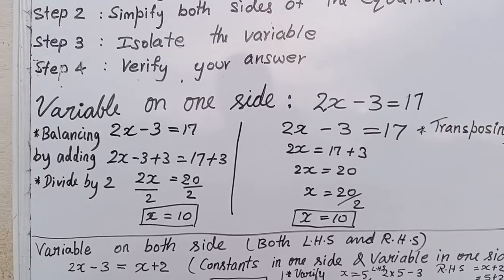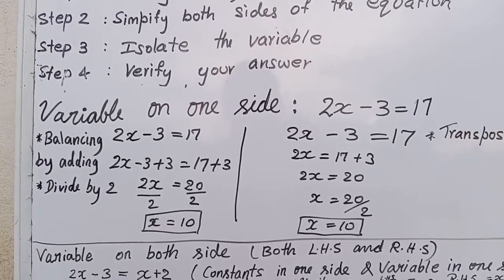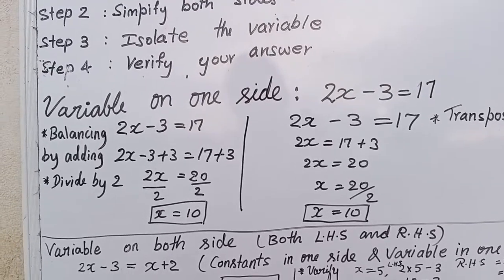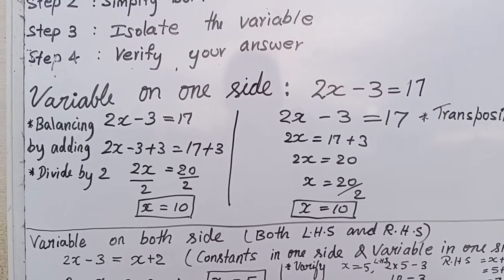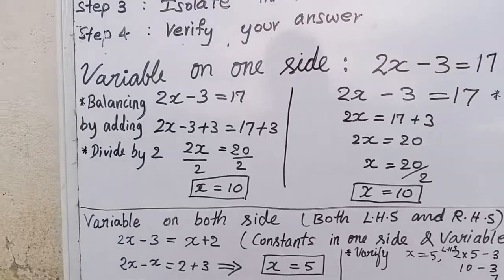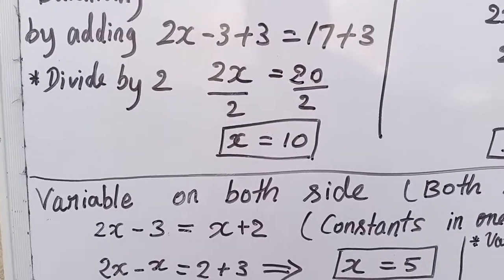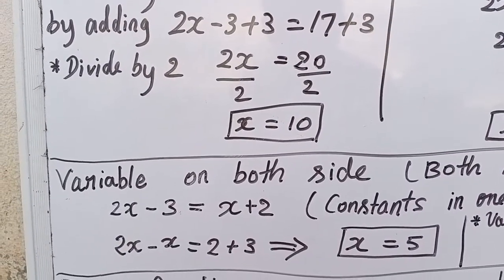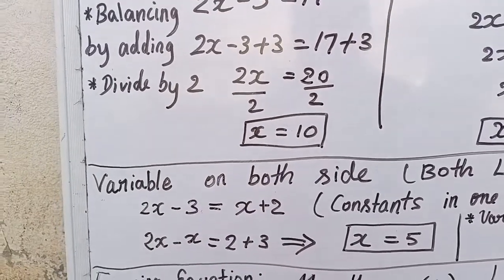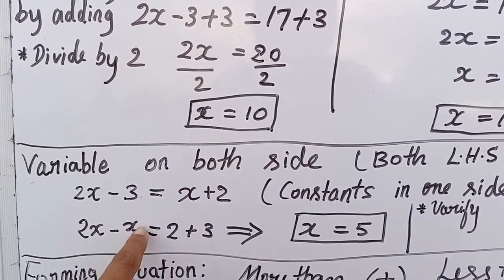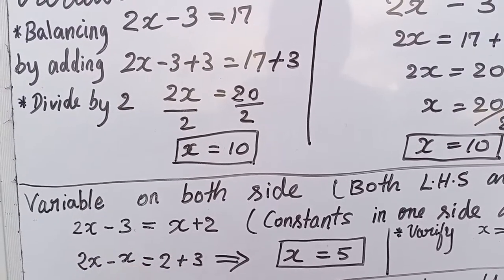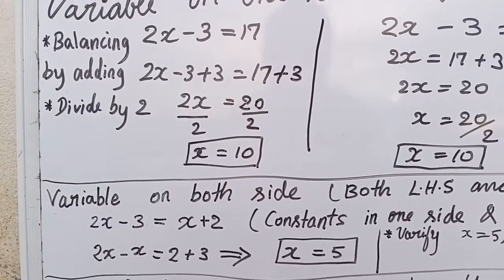Now we'll go for the variable on both the sides. The left hand side also has a variable, and the right hand side also has a variable. Simple. You have to separate the constants on one side and the variables on one side. Now there is 2x minus 3 equals x plus 2. So what can I do? This x I can shift to the other side. Plus becomes minus. 2x minus x, 2 plus 3 is 5. So 2 minus 1 x means you will be getting x. x is equal to 5.